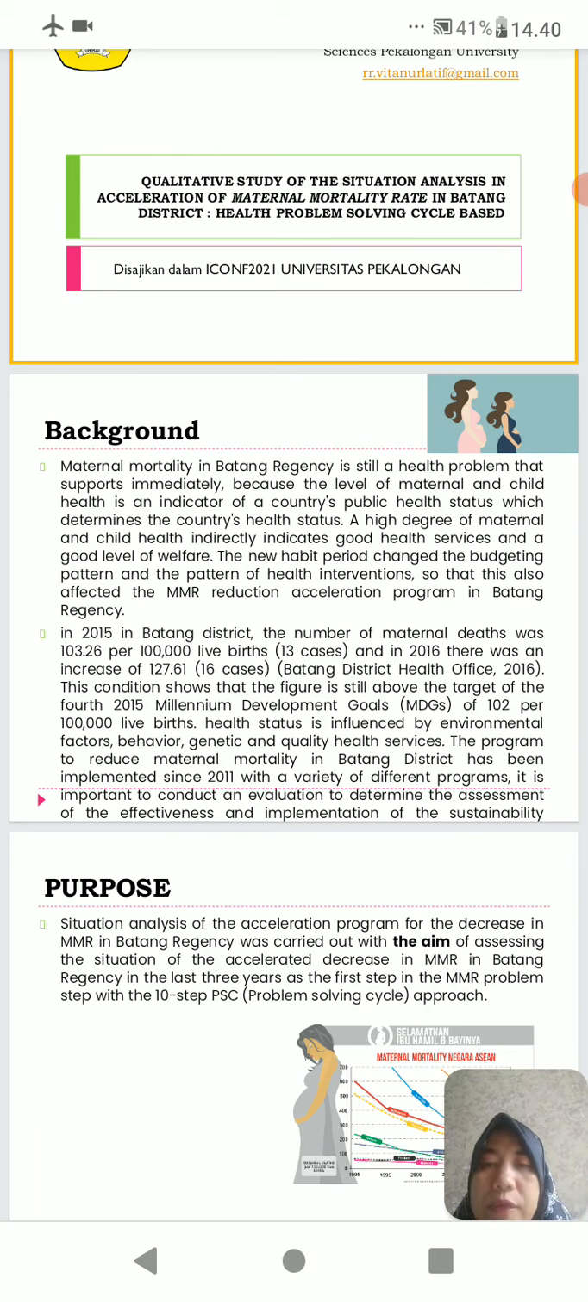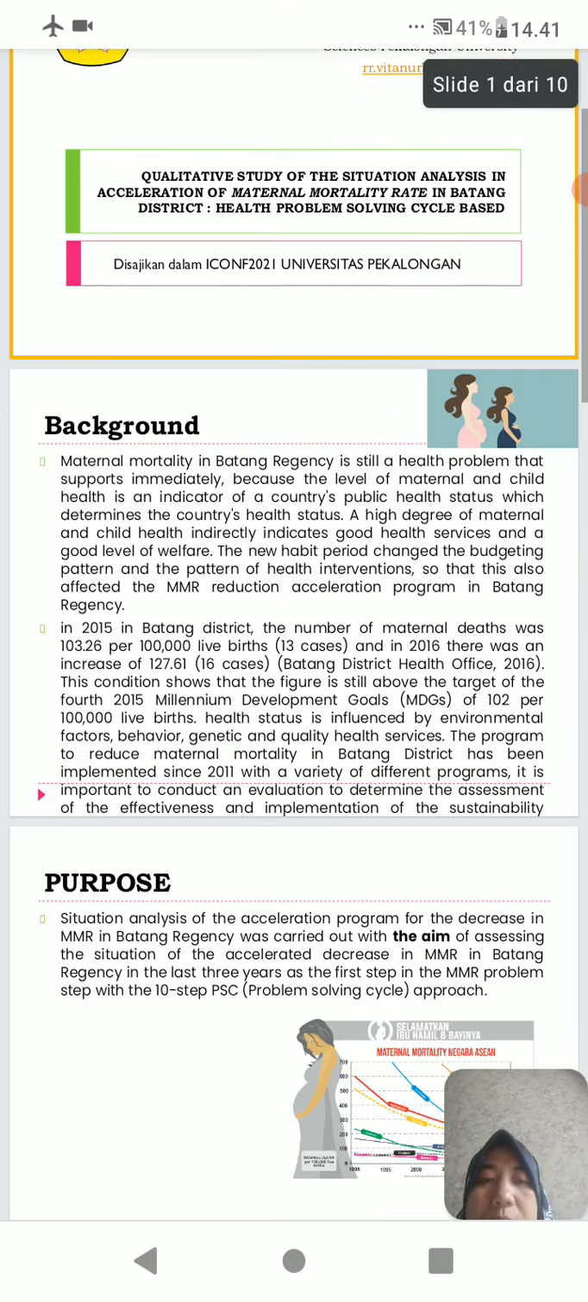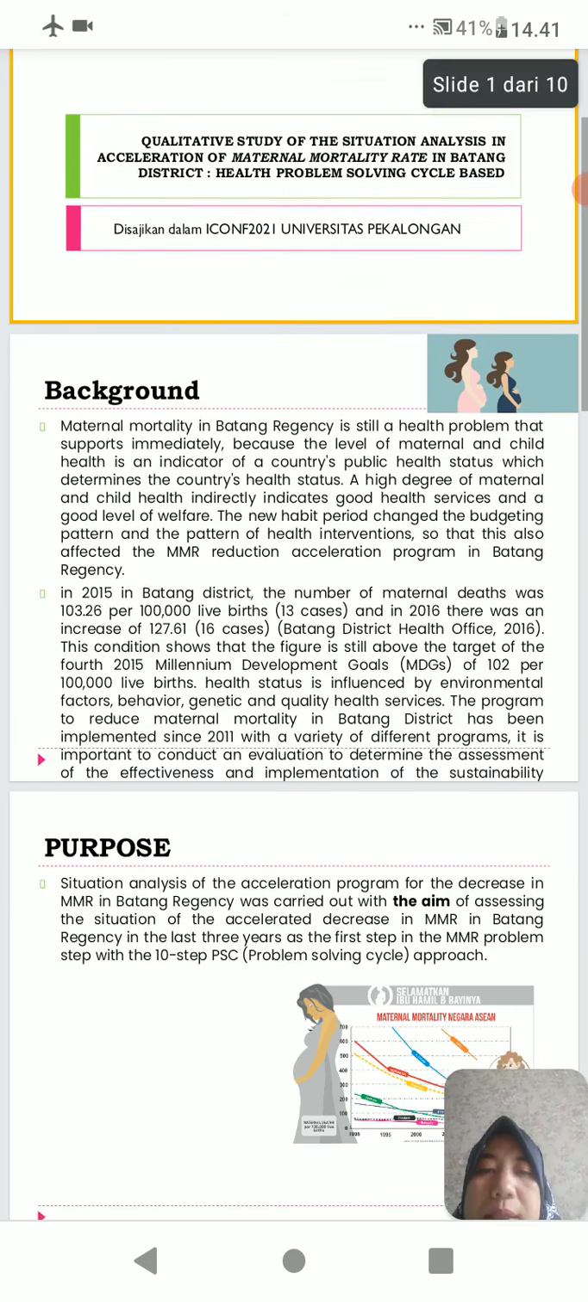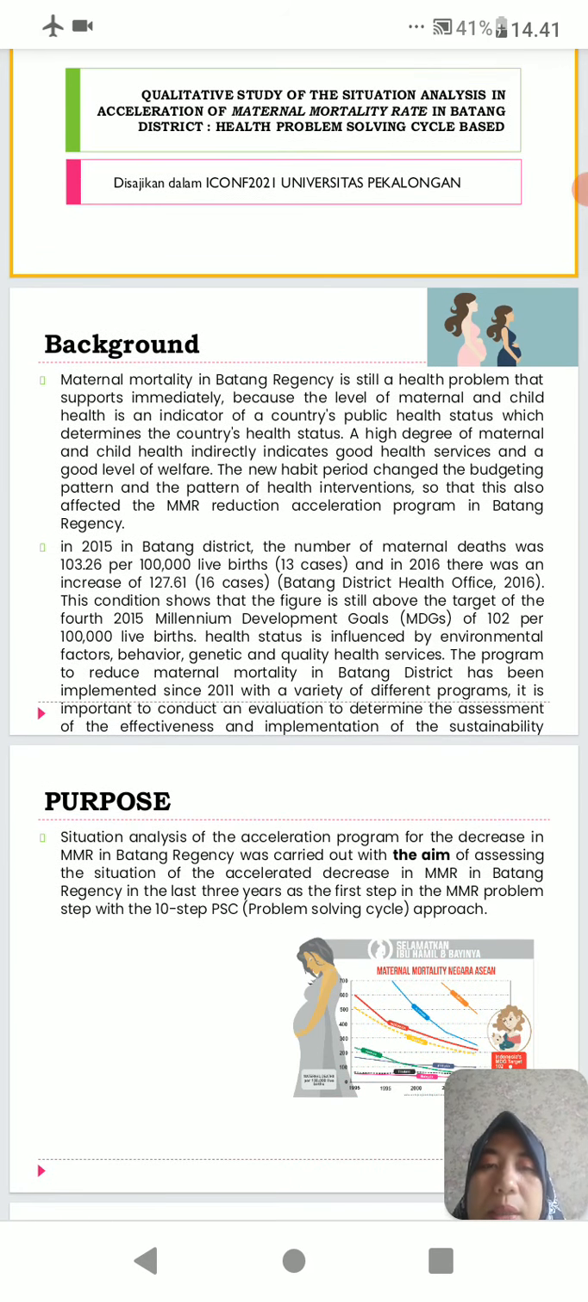In 2015, in Batang District, the number of maternal deaths was 103.26 per 100,000 live births. It's about 13 cases, and in 2016 there was an increase to 127.61. It's about 16 cases. Batang District Health Office 2016.